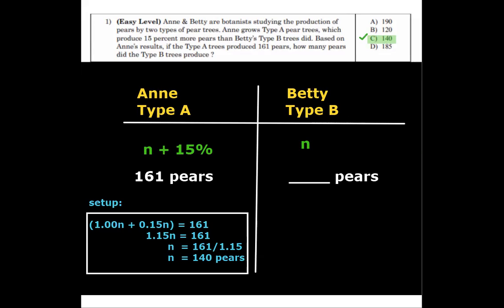that amount. So we set up the equation N plus 15% of N for that extra 15% equals 161 pears. Well, 1N plus 0.15N is 1.15N equals 161, and N equals 161 divided by 1.15. So N is 140, and the correct answer was C, 140.